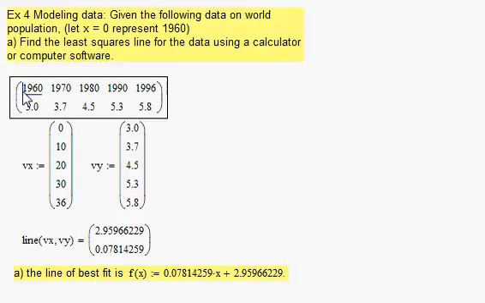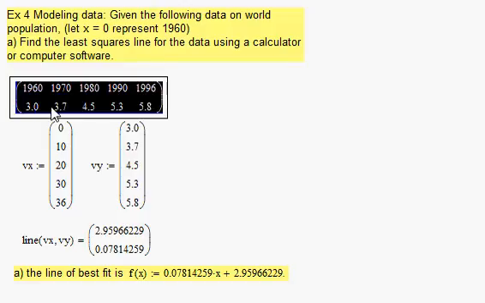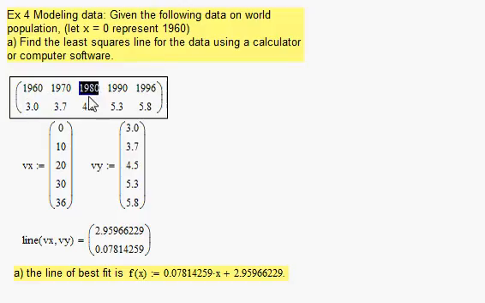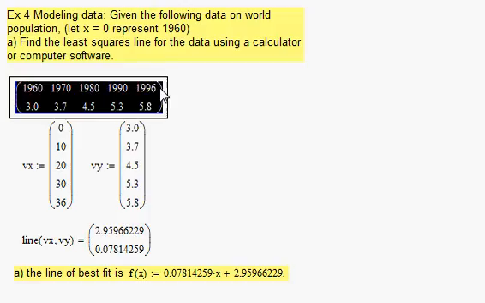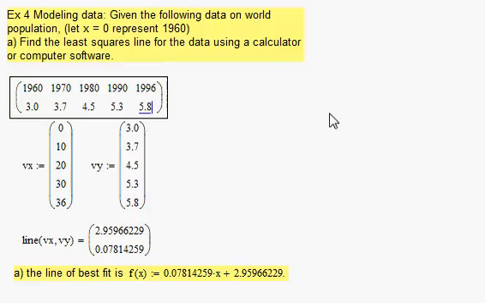So here's my data. In 1960, the Earth's population was 3 billion. 1970 it was 3.7 billion, 1980 4.5 billion, 1990 5.3 billion, and 1996 5.8 billion.